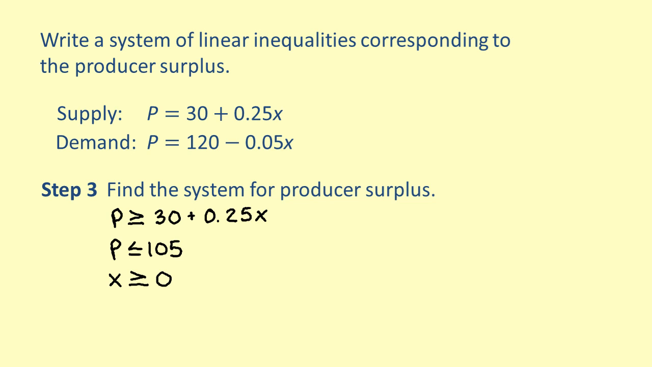This system implies that there are at least 0 items produced, that the fixed costs are set at $30 and the variable costs are 25 cents per item, and that the producer surplus is no more than $105 when variable costs are kept to a minimum.